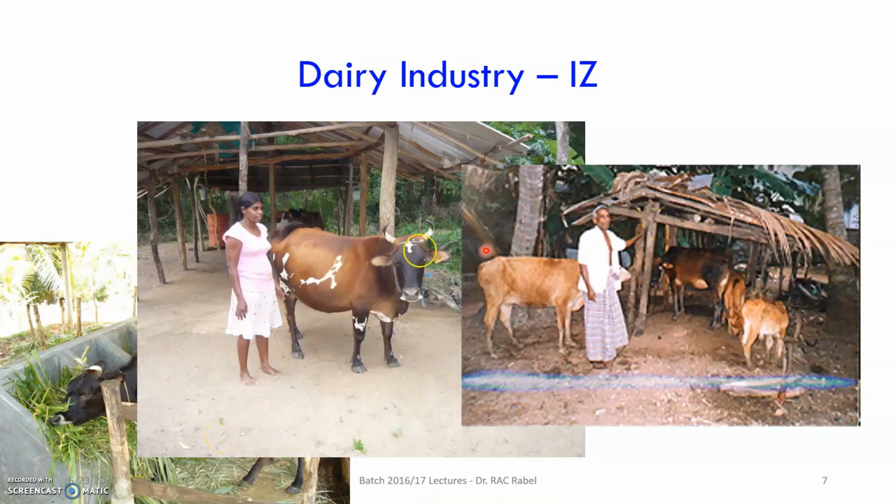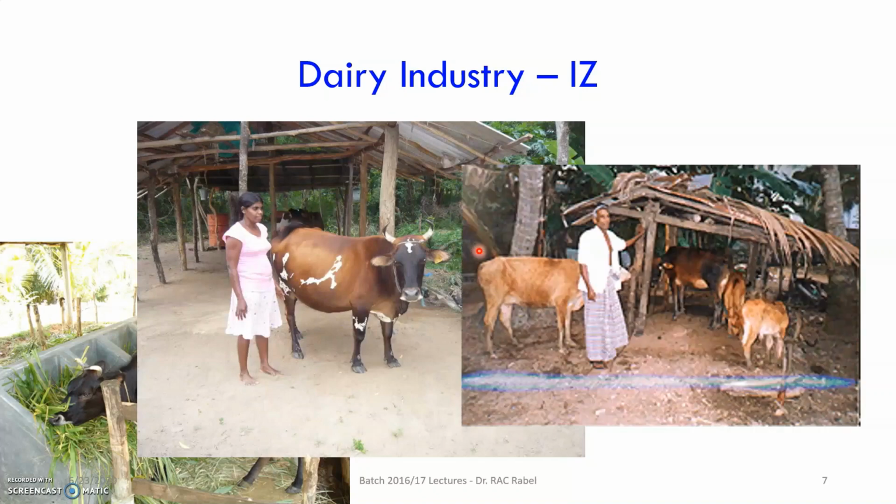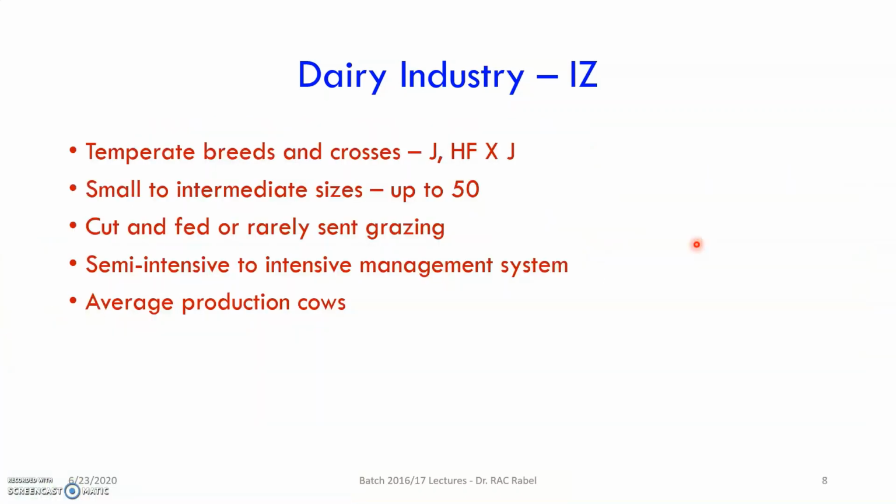Let's see. And look at this one. Like I said earlier, no walls here. Remember the contrast with the upcountry. No side walls, just a roof, so allowing enough ventilation inside. Here, it's almost a makeshift temporary hut, right? But somehow, this is the type of cattle housing you see in the intermediate zone and dry zone, right?